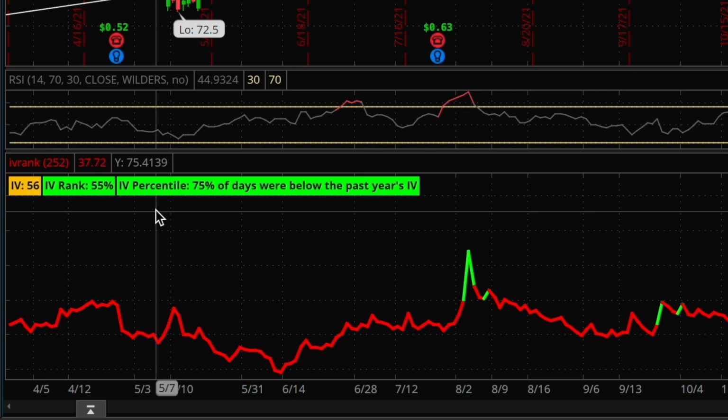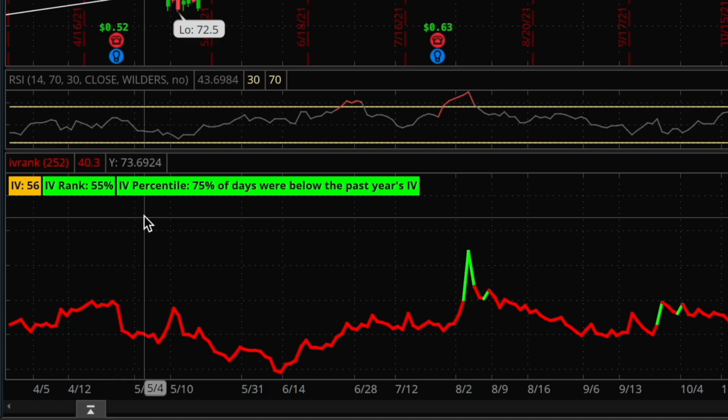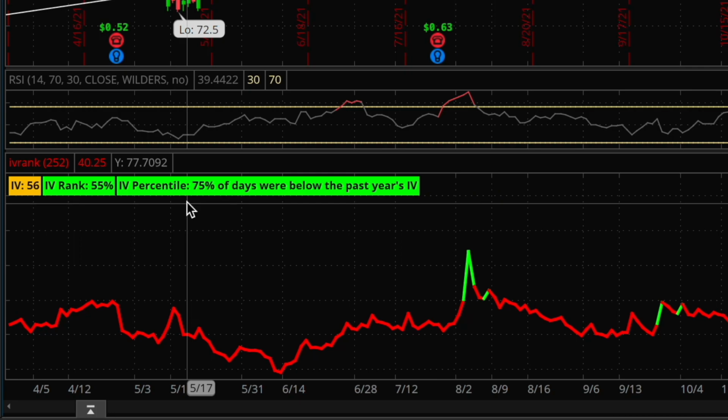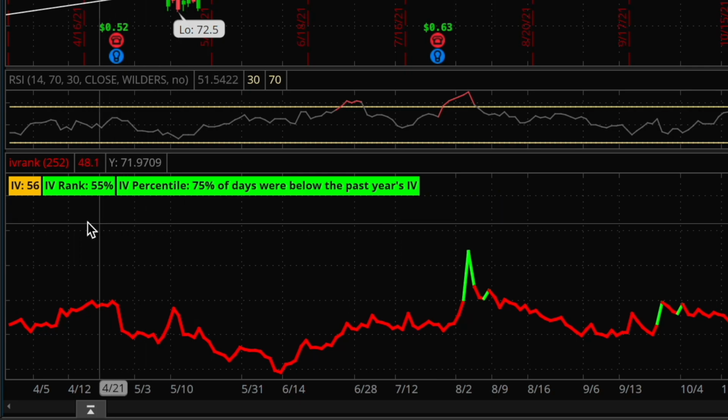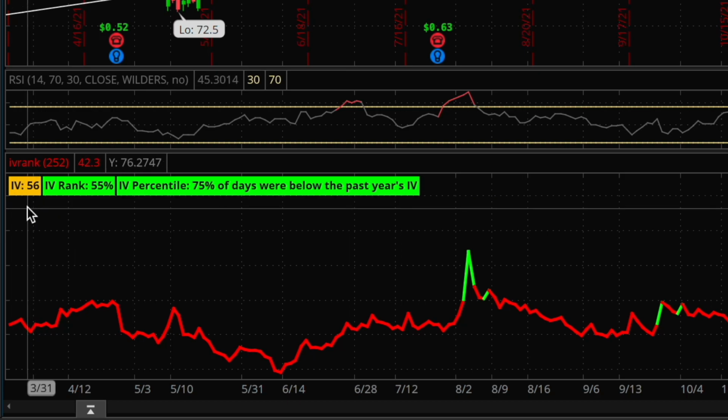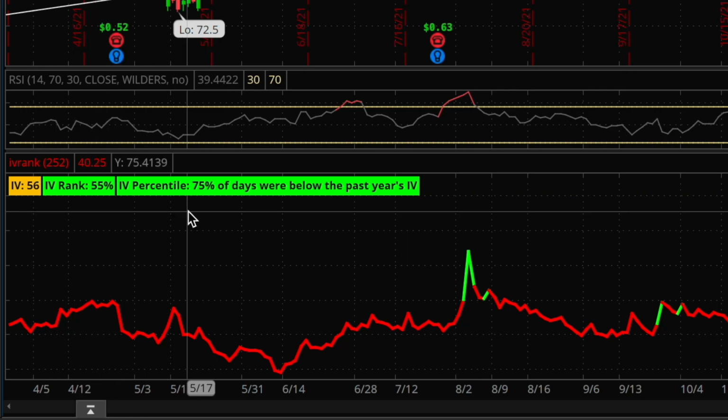Now also take note of these two indicators right here on this chart, IV rank and IV percentile. Now not every trading platform has these two indicators. Obviously thinkorswim has it, although you will have to add it in here. But basically what these two indicators do is show you in just one number how high or low the current value of implied volatility for AMD is right now compared to the past 1 year. Right, so again, the IV right now is 56%, but is that typically high or typically low for AMD? And that's the question that these two indicators will answer.